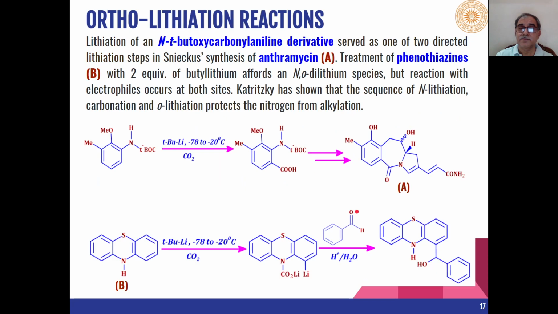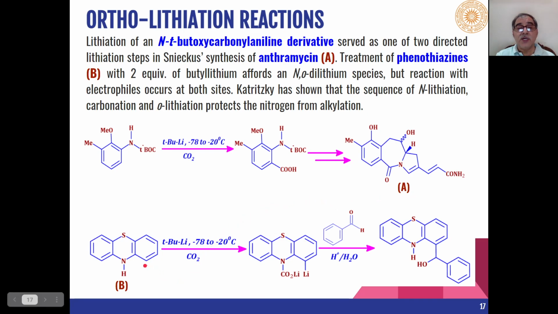Then the lithiation of tertiary butoxycarbonyl aniline derivatives, as you have seen previously, with tertiary butyl lithium and carbon dioxide. Here, the ortholithiation of this compound will take place at this position, and the corresponding carboxylic acid will be formed, and this carboxylic acid derivative is used in the synthesis of anthramycin, which is a very important drug being used these days.